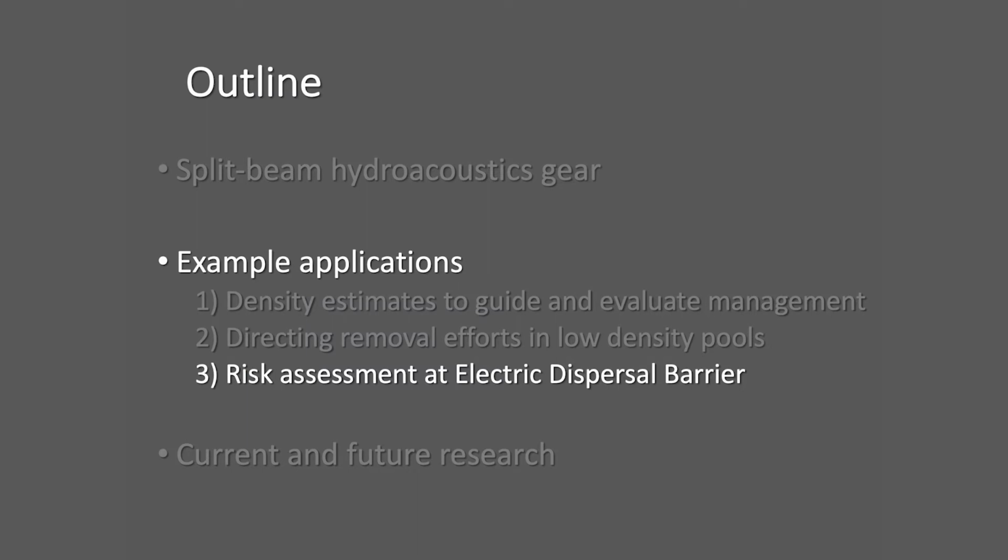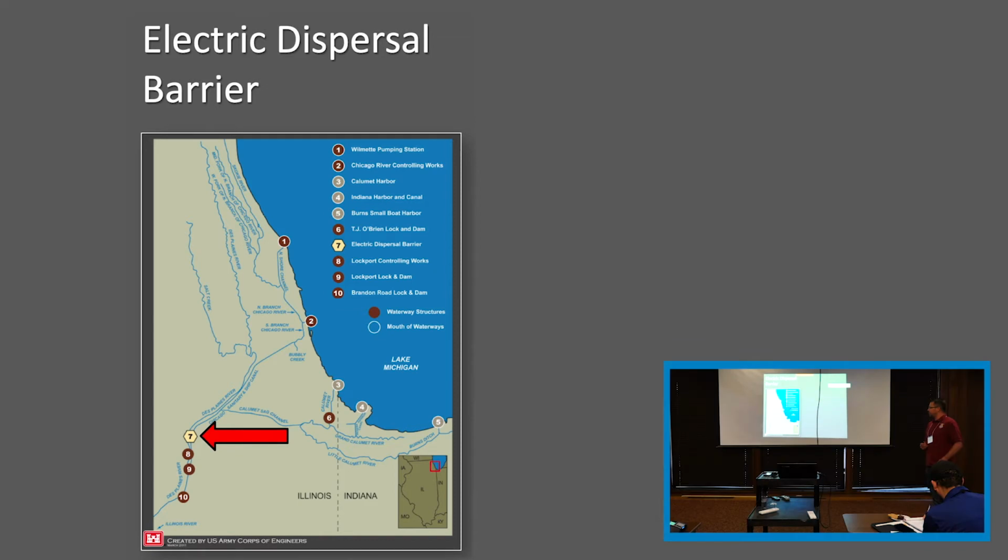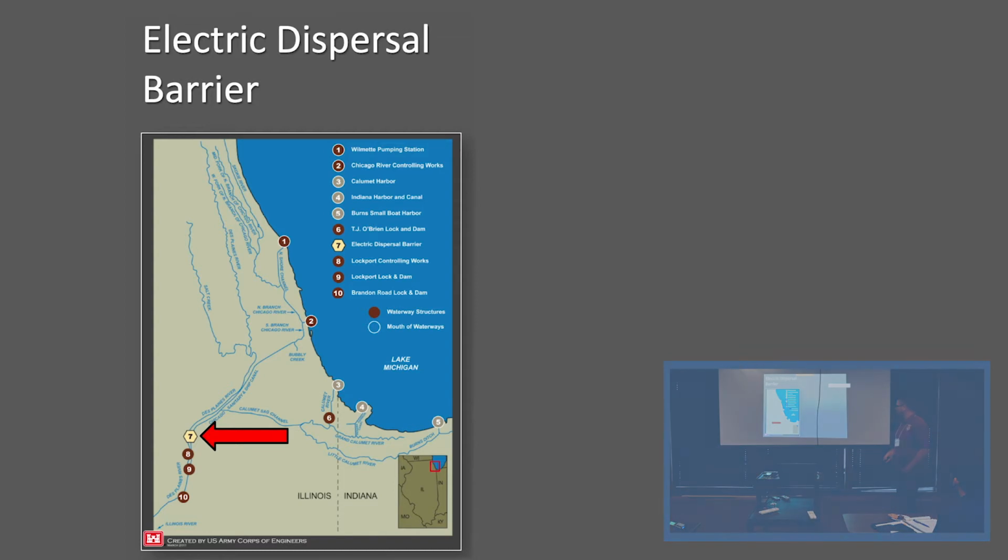All right, so risk assessments near the electric barrier. For those of you not familiar with the Electric Dispersal Barrier, this is Lake Michigan, Chicago area. And basically this number 7 is the location of the Electric Dispersal Barrier. And that was preferentially located to block movement into multiple places where carp could access Lake Michigan.